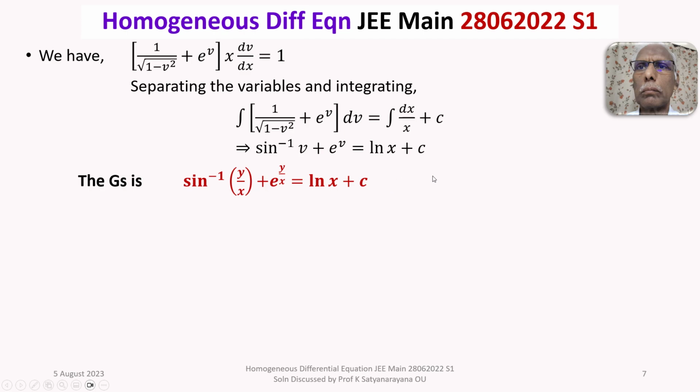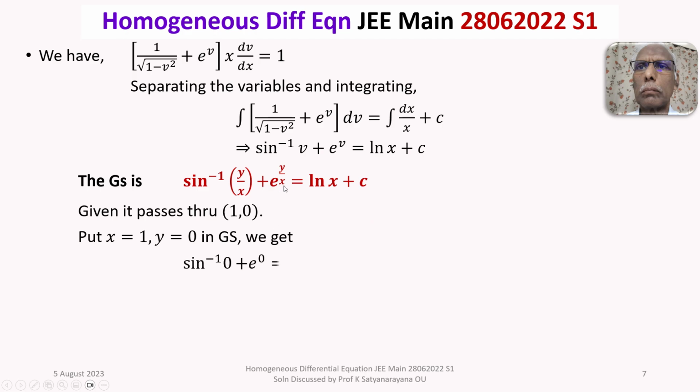Agreed. And it is given that this solution curve passes through (1, 0). That means put x is equal to 1, y is equal to 0 in the above equation. We get y by x will be 0 by 1, which is 0. So that is sine inverse 0 plus e power 0 is equal to ln of x, which is 1, plus c. And sine inverse 0 is 0, e power 0 is 1. So ln 1 is 0, c is equal to 1. Thus we got c is equal to 1.